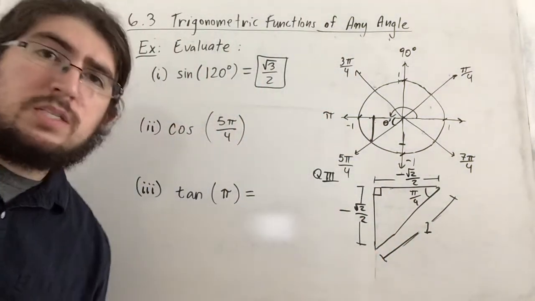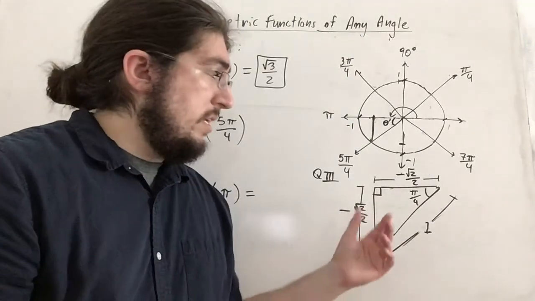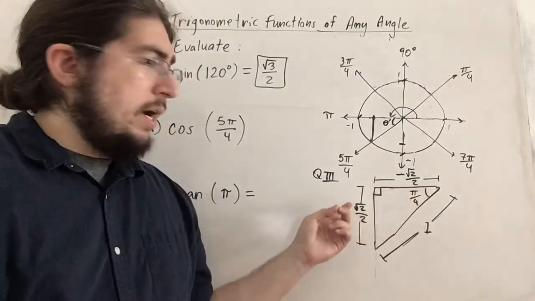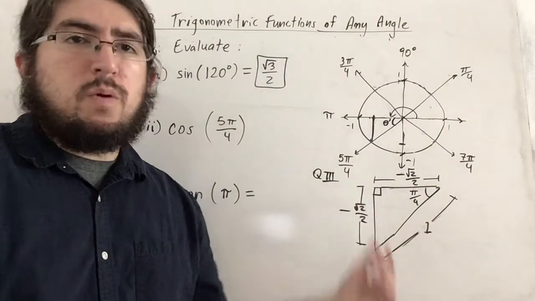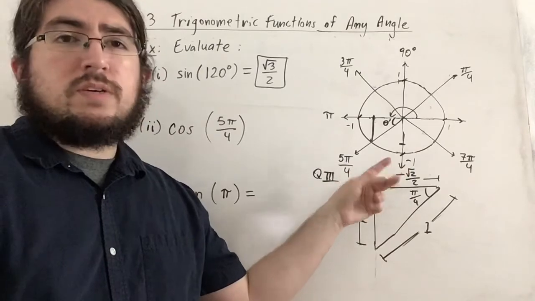Now, how do we know this? Well, we know this because we actually know what sine and cosine of pi over 4 is. Sine of pi over 4 is radical 2 over 2, and cosine of pi over 4 is radical 2 over 2.